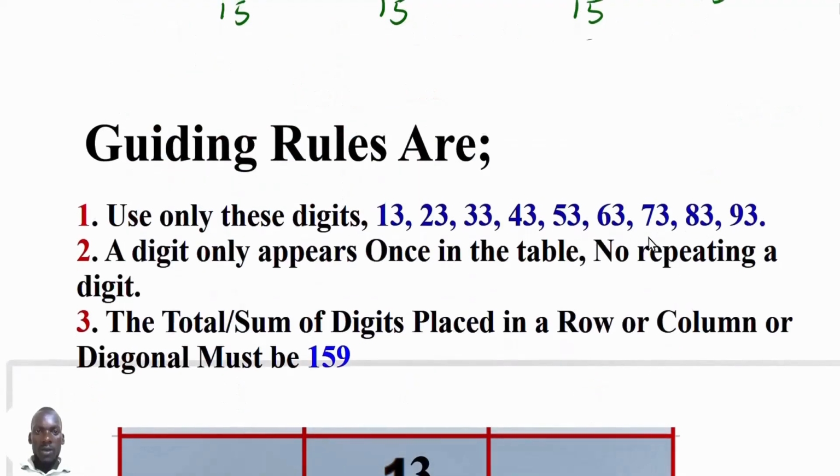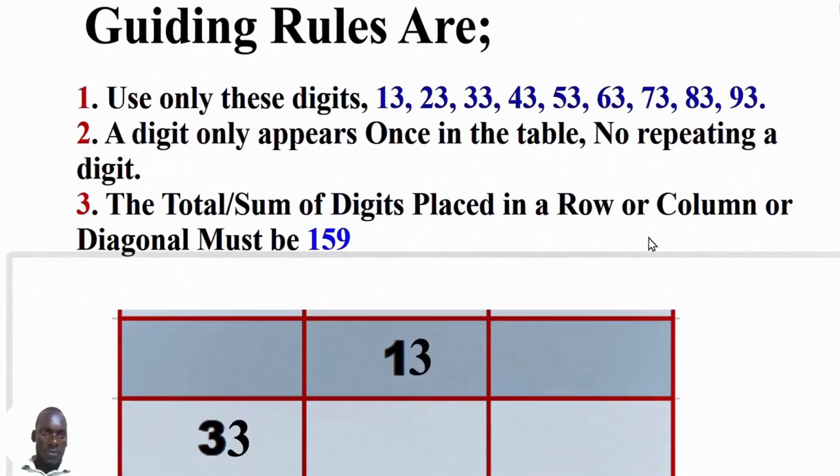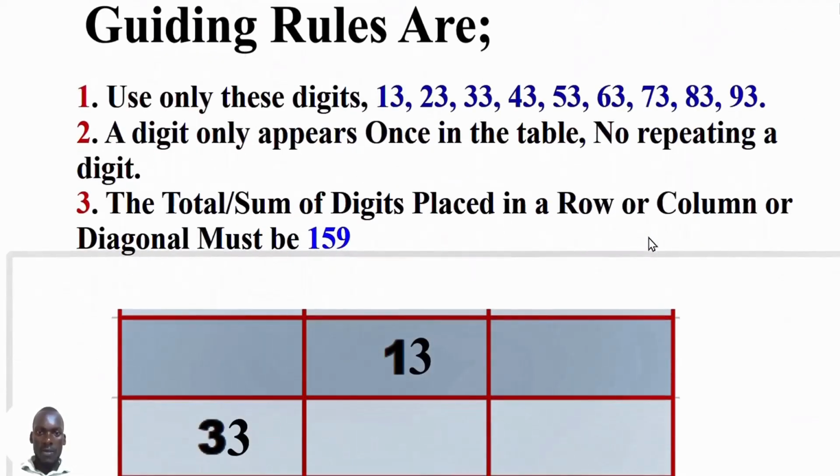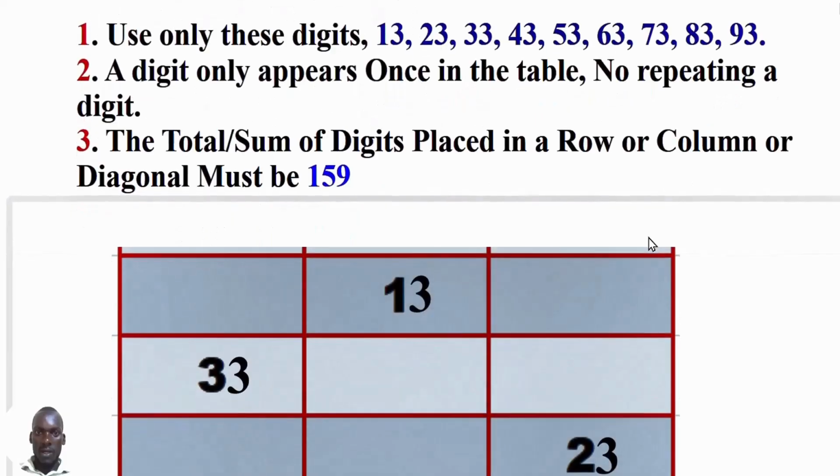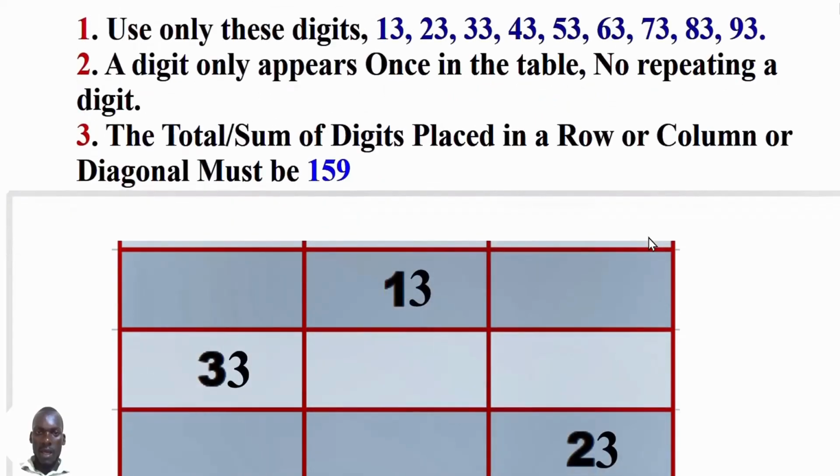Alright, I'm leaving you with this table. You follow the rules. The guiding rules are here. We have still 3 rules, but in here the sum of the digits should be 159.